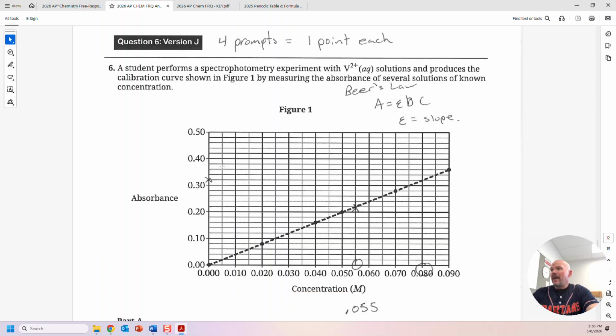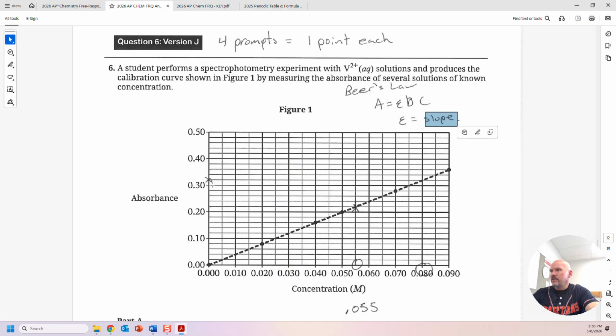Now, when I first see absorbance versus concentration, I'm thinking Beer's law, right? I'm thinking maybe I might have to use Beer's law. And if I need to calculate epsilon, the molar absorptivity constant, that's just the slope of this line. So maybe I'll have to do that, just thinking out loud. But remember, they gave us a good, nice chart here.